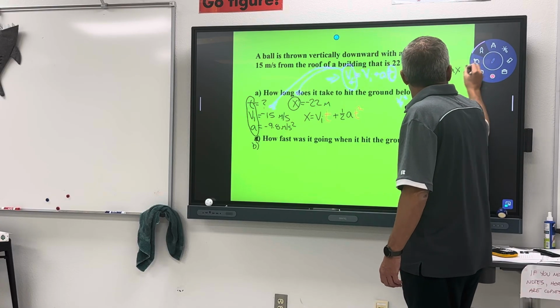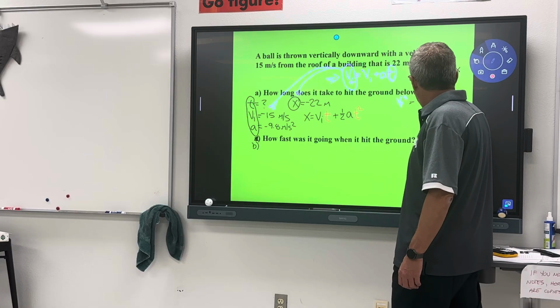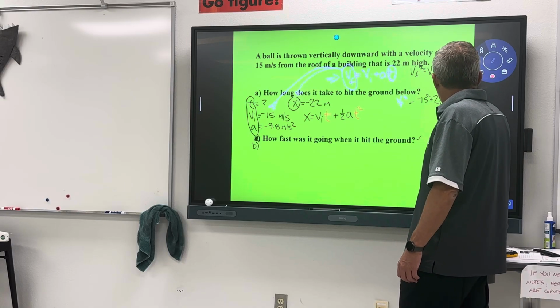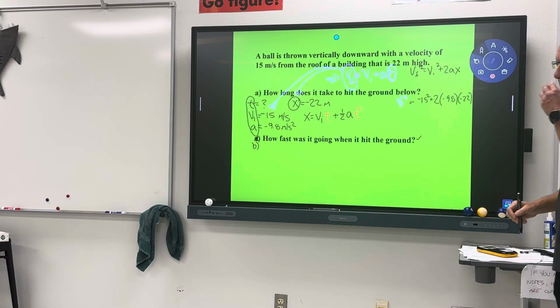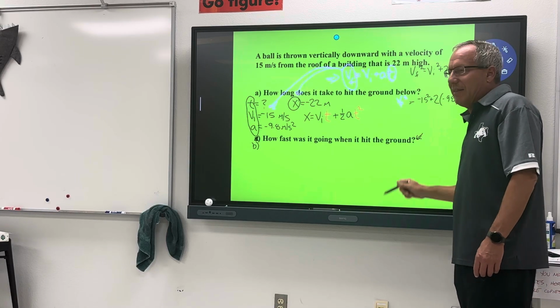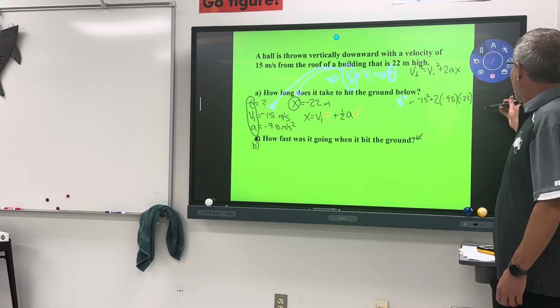Final velocity squared equals negative 15 squared plus 2 times negative 9.8 times negative 22. We're going to use that to solve for final velocity, all right? Which, ironically, when I solve for this, won't it give me that part? It'll give me part B, won't it? So that's kind of the irony in this kind of question.